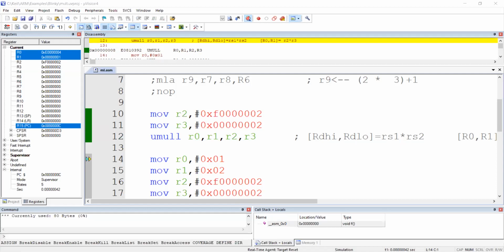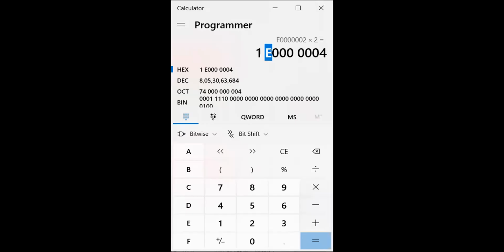So what R0 will store is this point, this much. What I have selected in the calculator, that is in R0, and R1 will store the higher number. Okay. Is it clear now? So let's go for the next part.